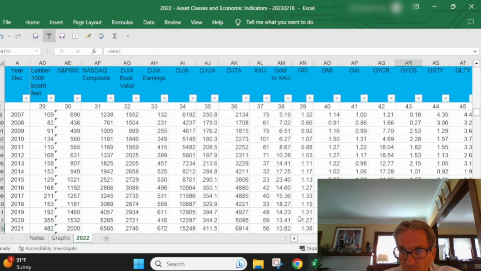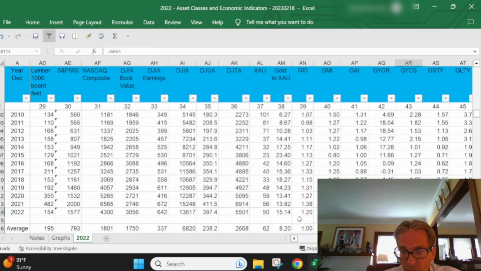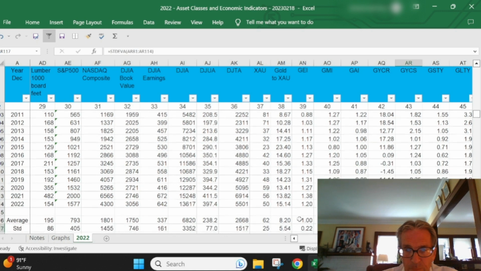Same thing with the Gilgard yield curve spread. This is a composite of 14 different bond markets. Over the past couple of years, it has been below 1, so it's been contracting. The average is 1.12.